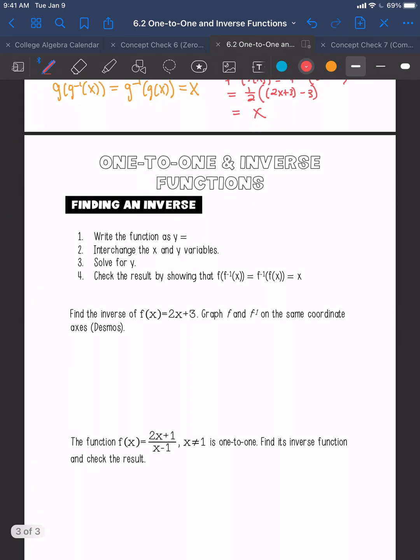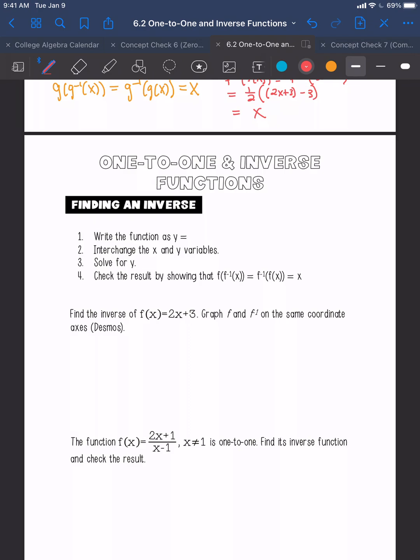And last here we have how to find an inverse. So rewrite the function as y equals. So instead of writing f of x or g of x, replace that with y equals. You're going to interchange the x and the y variables, and then you're going to solve for y. And that's how you end up with the inverse function. And you can always check the result by what we just did to see if it is correct.